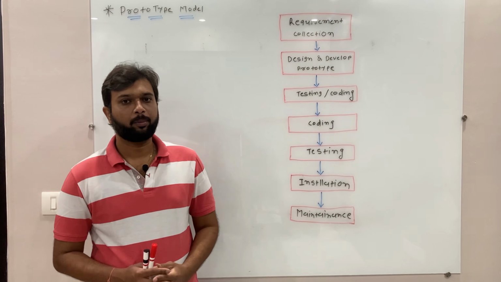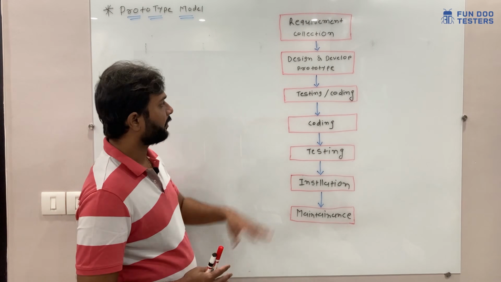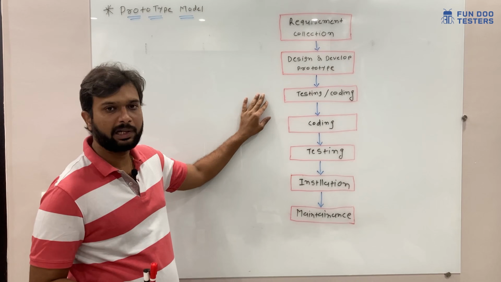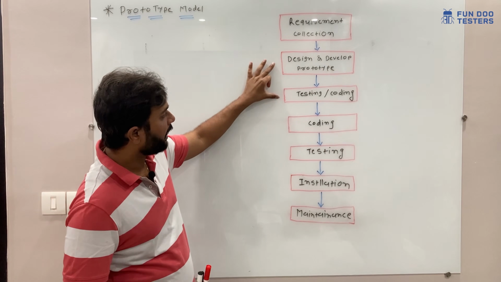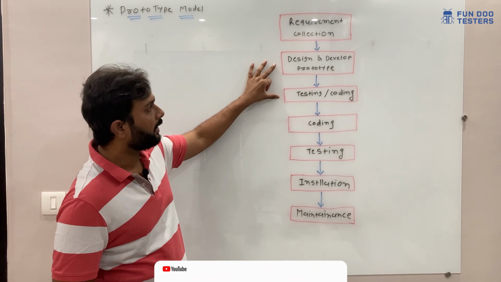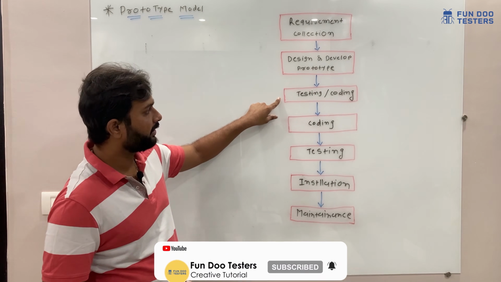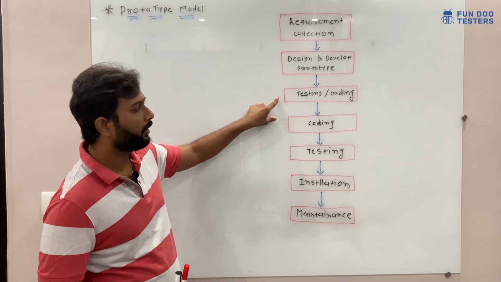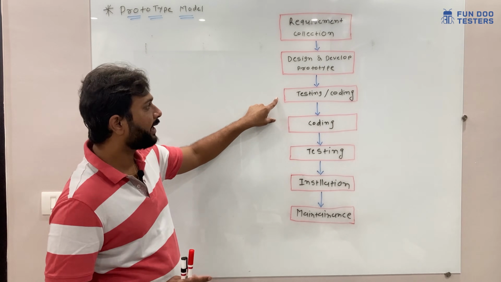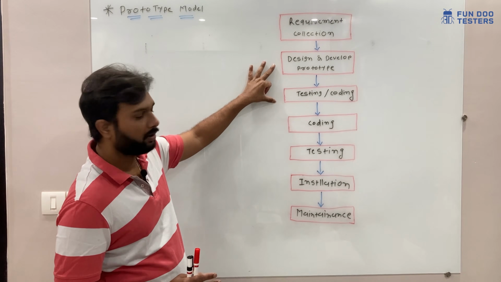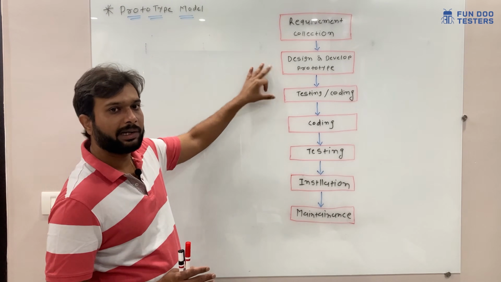Let's start understanding the prototype model. If you have watched the waterfall model and SDLC, here I have added two more phases. One is design and develop prototype, and one extra phase is testing and coding. What actually happens? The tester or developer will test the prototype. This is the difference between the prototype model and the earlier model.